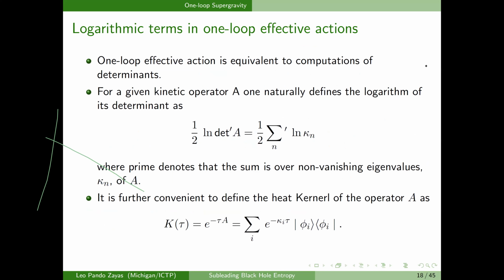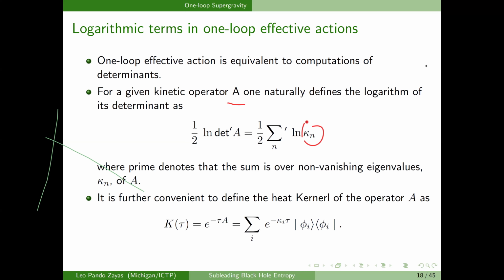All right, so let's talk about logarithmic terms in the one loop effective function. So the one loop effective function is equivalent to computing, basically, determinants, all right? And for a given kinetic operator A, one naturally defines the logarithm of its determinant according to this form. These are the eigenvalues. But I use a prime here to denote that I sum over non-vanishing eigenvalues.